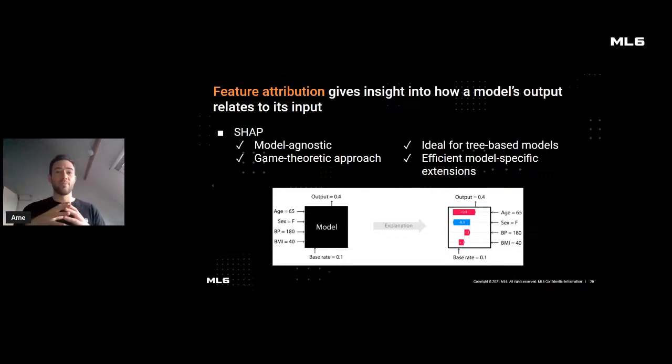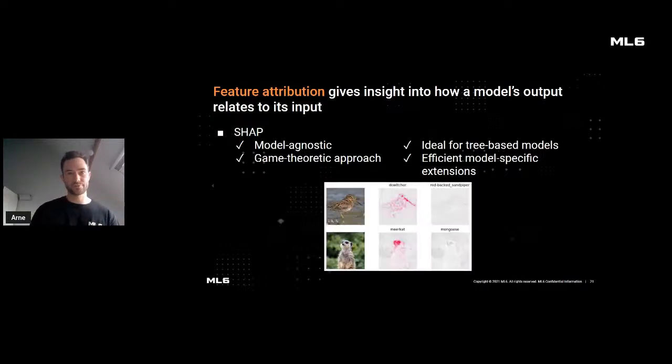Then maybe women are less likely to have these failures, so we drop back down. And then finally, a higher age also increases the risk. And so that's how we end up at 0.4. So that's really how we should interpret SHAP values.